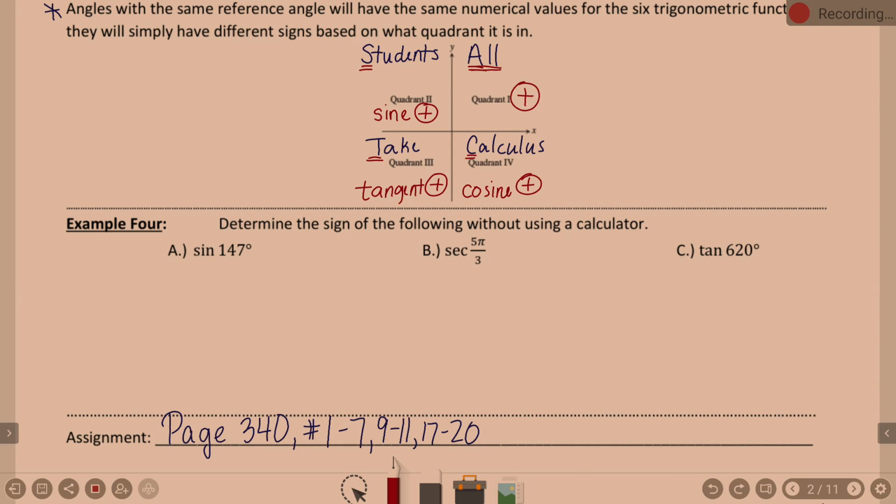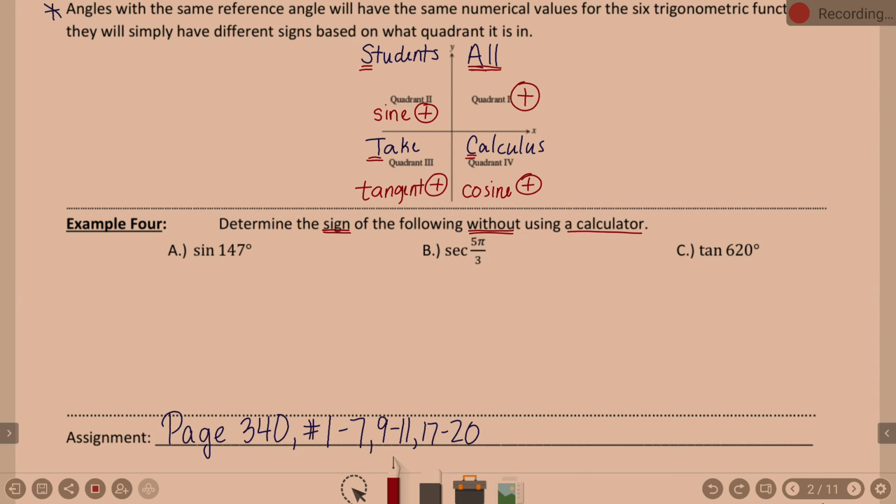So, determine the sign of the following without a calculator. Okay? In other words, do I want a numerical answer? No. I don't care about a numerical answer. You would have to have a calculator for these. These aren't nice, neat things. Well, secant of 5 pi over 3, when we know more, we can do it without a calculator. But, so sine of 147 degrees.